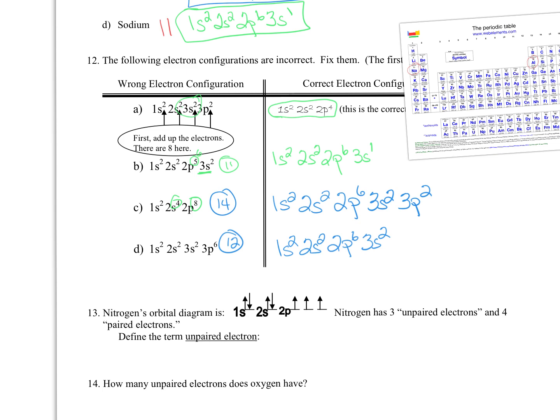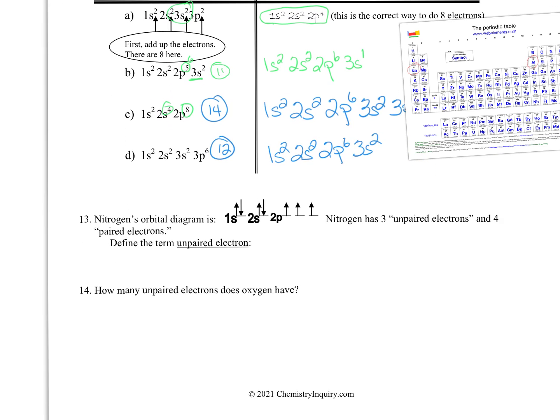All right, number 13. Nitrogen's orbital diagram is this. Nitrogen has 3 unpaired electrons and 4 paired electrons. Define the term unpaired. So what does that mean? Basically, you have an electron that's all alone. So we'll say an electron, use abbreviations, alone in its orbital.